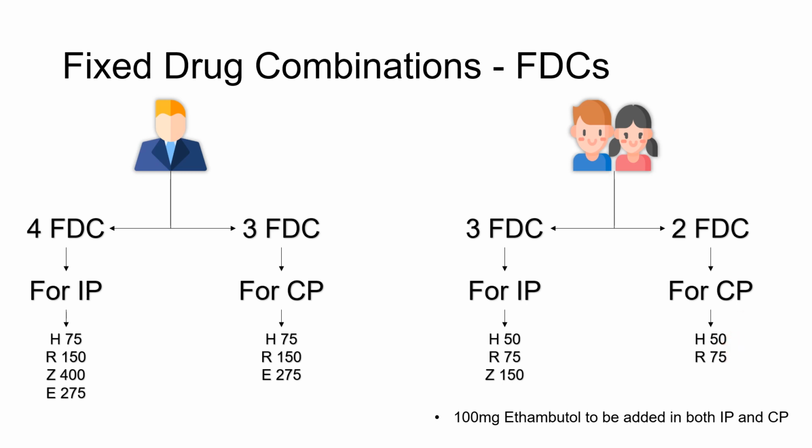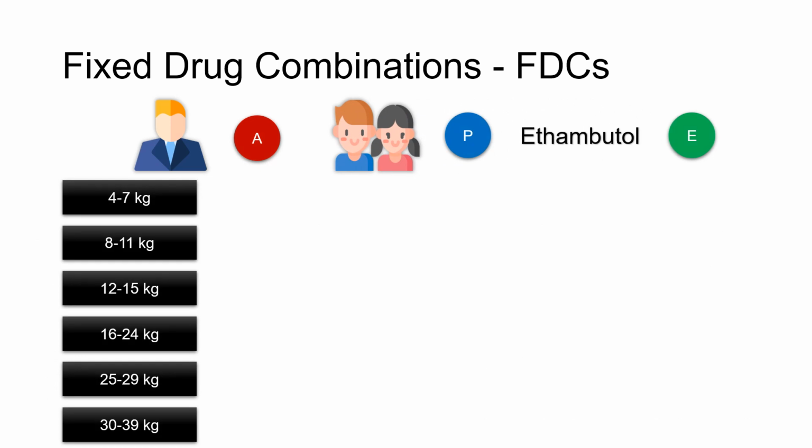So now if we represent one adult FDC by one A, one pediatric FDC by one P, and one ethambutol tablet of 100 milligram by one green tablet, let us take this pictorial representation and think how to give the drugs. The drugs have to be given depending on various weight bands. For childhood tuberculosis, there are 6 weight bands: 4 to 7 kilo, 8 to 11 kilo, 12 to 15 kilo, 16 to 24, 25 to 29 and 30 to 39. For every 4 to 7 kilo child, the patient has to take one pediatric FDC and one ethambutol.